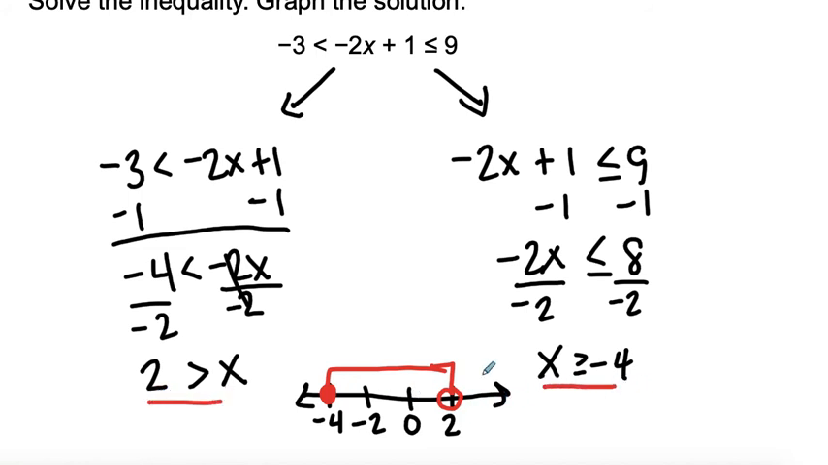Now, I need to bring these two inequalities back together as one inequality. And what that's going to look like, your x value is going to go in the middle because it's in between these two numbers. X is greater than or equal to negative 4 and less than 2. So there's two examples of solving compound inequalities, with an "or" statement, and then with this example being an "and" statement.